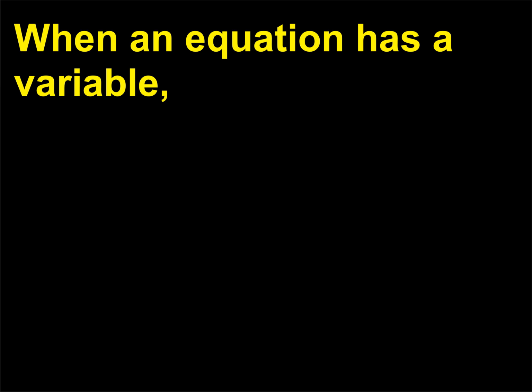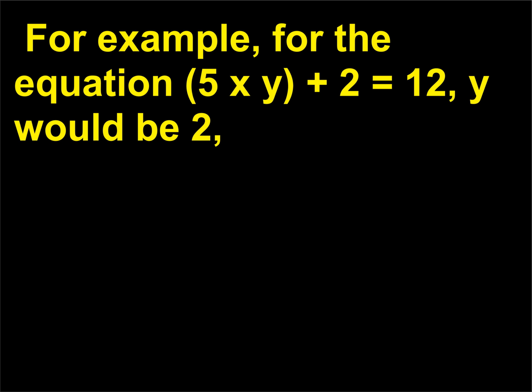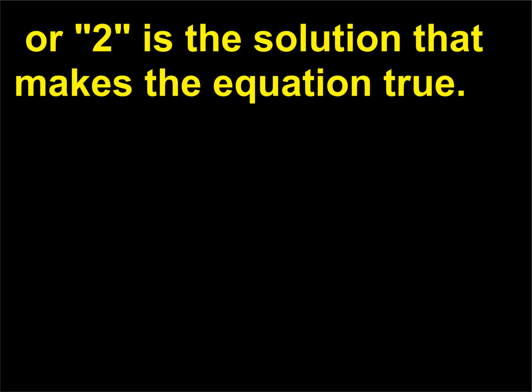What is a solution? When an equation has a variable, the number that replaces the unknown and makes the equation true is called a solution. For example, for the equation 5y plus 2 equals 12, y would be 2. Or 2 is the solution that makes the equation true.